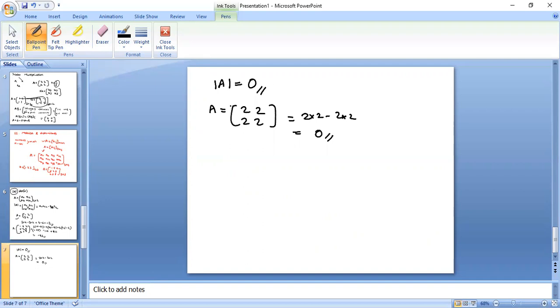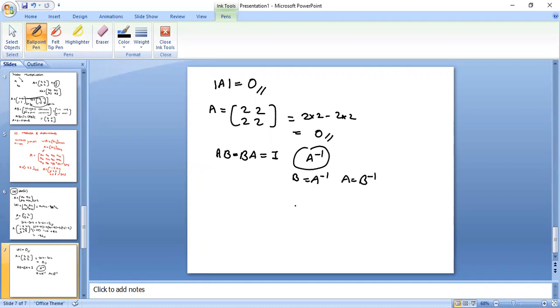Inverse of the matrix: if the two square matrices A and B are such that AB equals BA equals I, where I denotes identity matrix of the same order, then B is known as inverse of A, and it is denoted by A inverse. Okay, this is the inverse matrix. If B is inverse of A, then A is inverse of B, that is B equals A inverse, then A equals B inverse. This is inverse of the matrix.